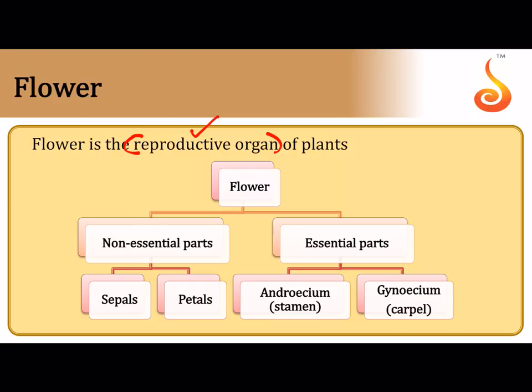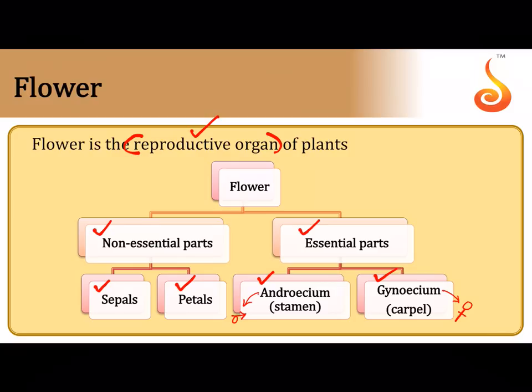So in the flower you have the non-essential or the accessory parts, and you have the essential or the reproductive parts which actually take part in reproduction, which actually take part in the formation of seed, isn't it? So we can classify the parts of the flower into non-essential part and essential part. The two major non-essential parts are sepals and petals, and the two major essential or reproductive parts are androecium and the gynoecium. The androecium is considered to be the male reproductive part of the flower, and please remember the gynoecium is considered to be the female reproductive part of the flower.